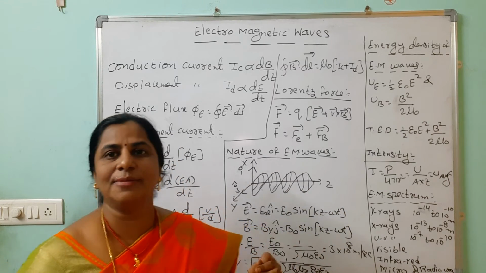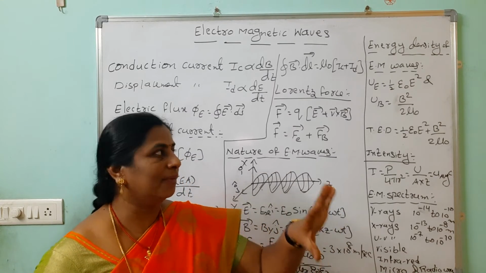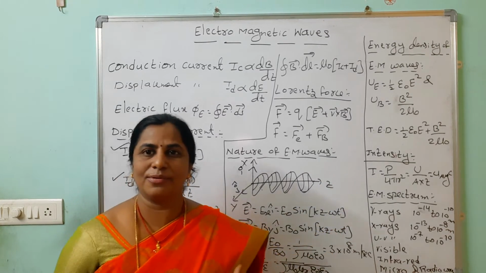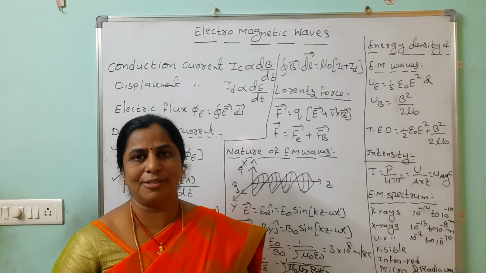Then you know the visible region. Because of this only, we are able to see things, we are able to see objects, and we can see that something is there. So it is possible in the case of the visible region.